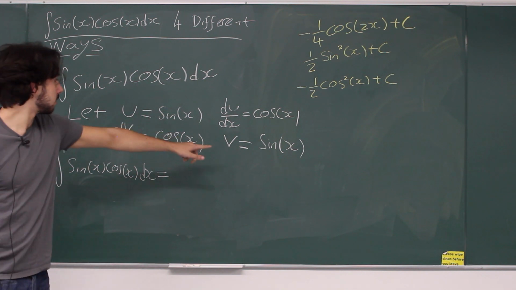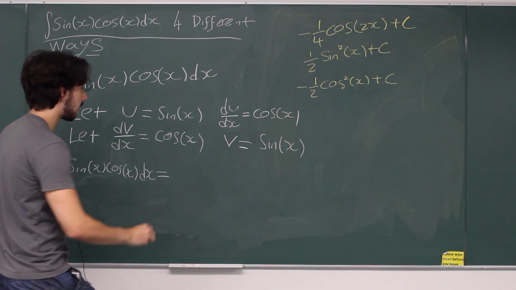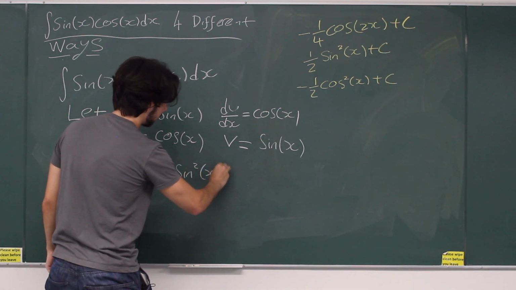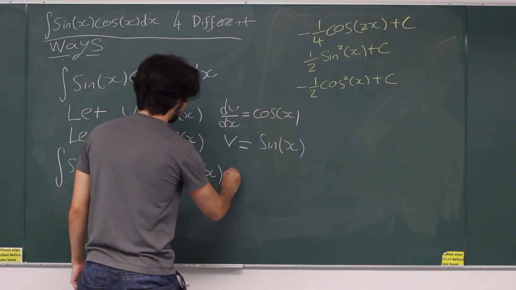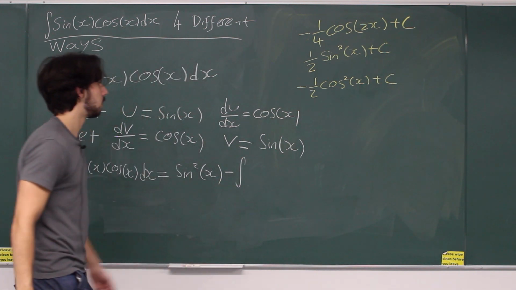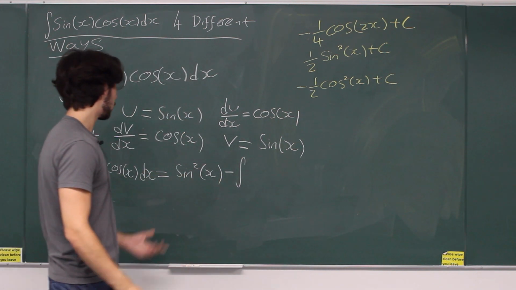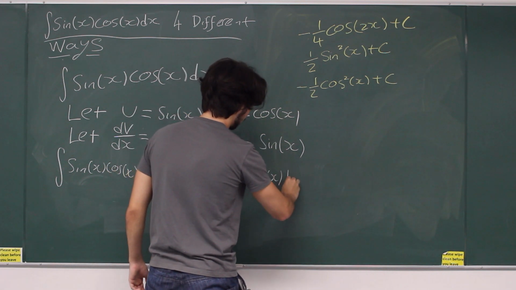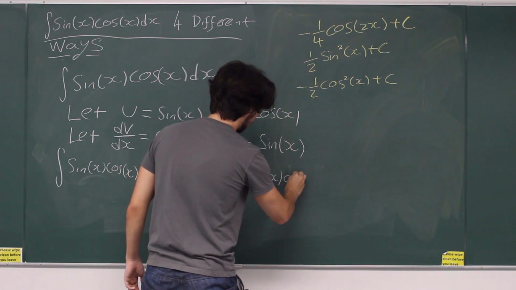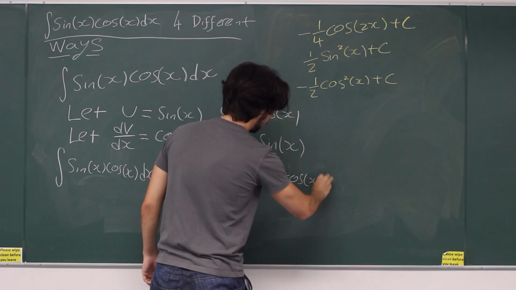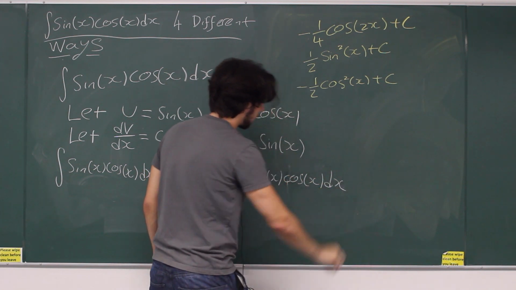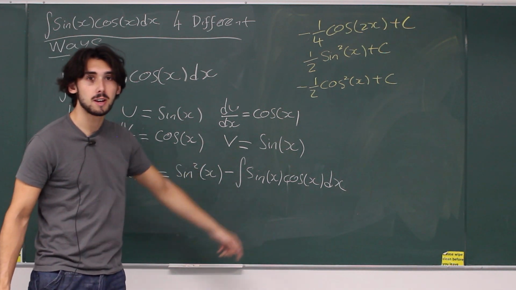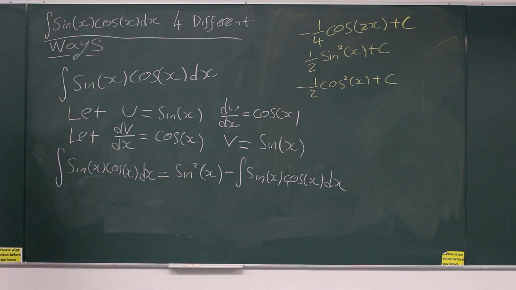First of all, is u times v, so sine times sine, that's sine squared x, minus the integral of du/dx times v, which is sine x times cos x, the integral of sine x times cos x. Now you might say, oh no, we've made a mistake because you just got the same integral on the right hand side. That's not very good. But guys, watch this.